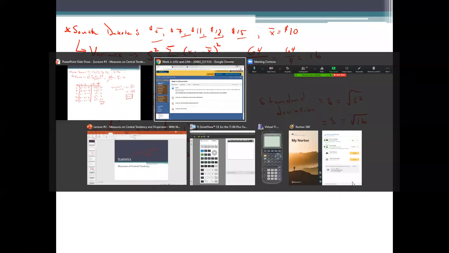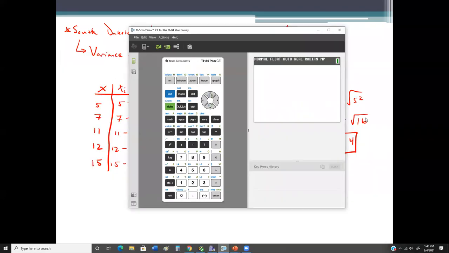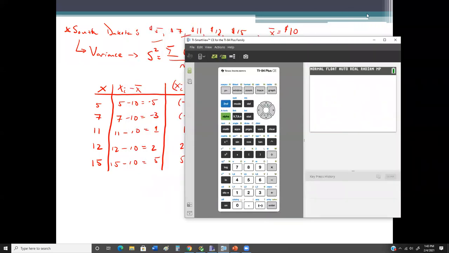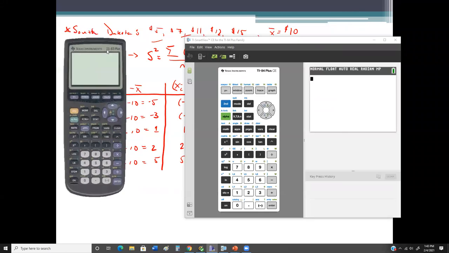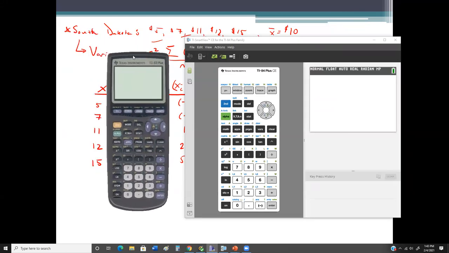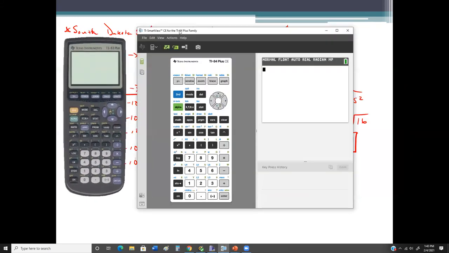So everybody take out your graphing calculator, either the TI-84 or the TI-83, okay? And I'm going to show you all how to do this with it, okay?